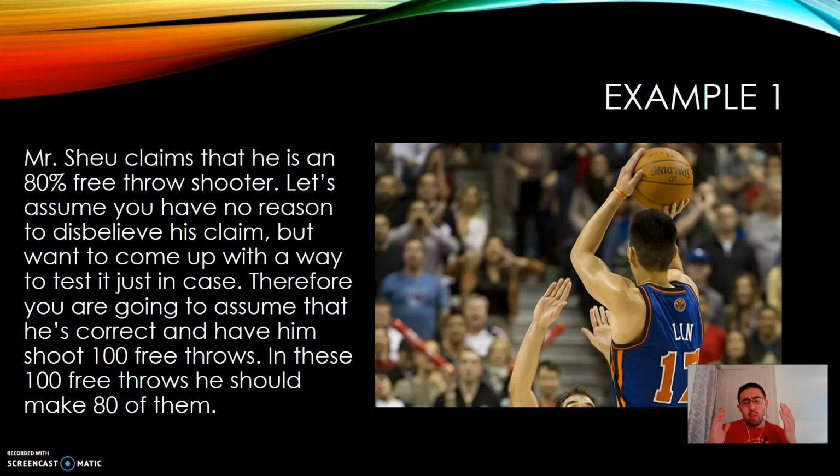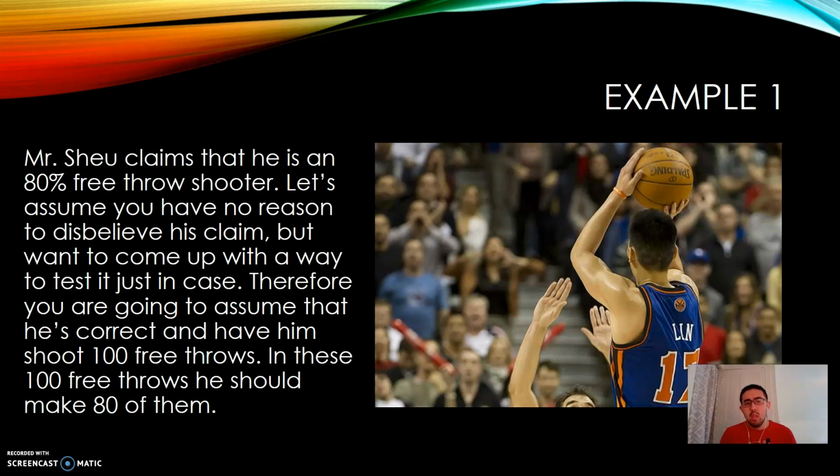And so the best way to illustrate this is with an example, right? Mr. Shu claims that he is an 80% free throw shooter. Let's assume you have no reason to disbelieve his claim, but want to come up with a way to test it just in case. Therefore, you are going to assume that he's correct and have him shoot 100 free throws. In these 100 free throws, he should make 80 of them.